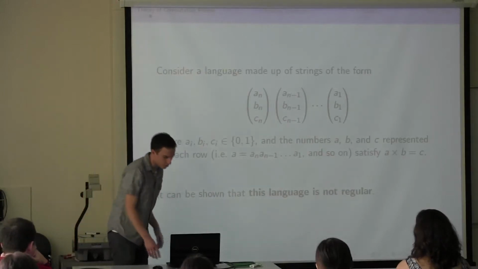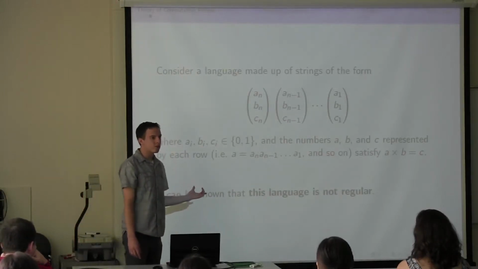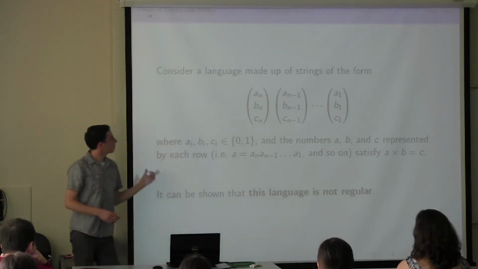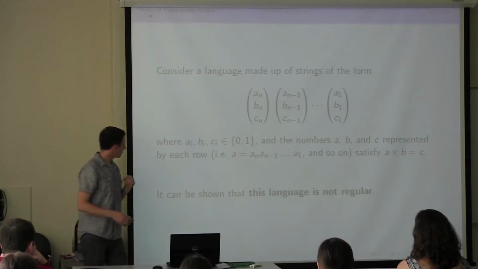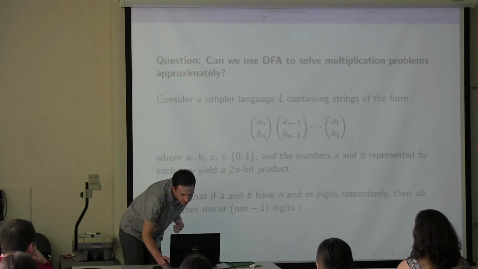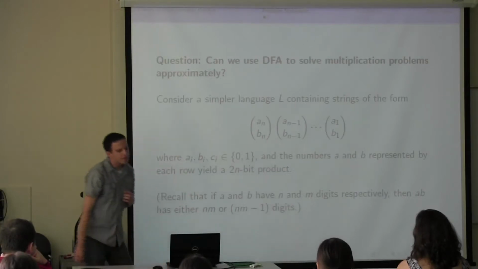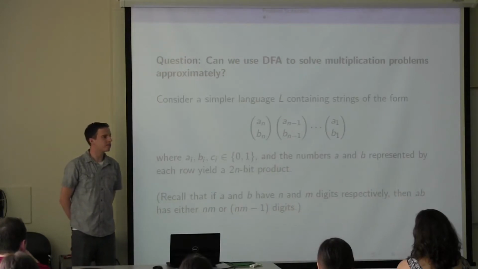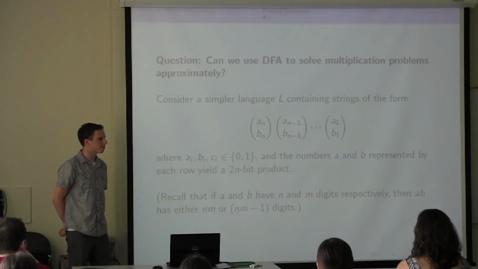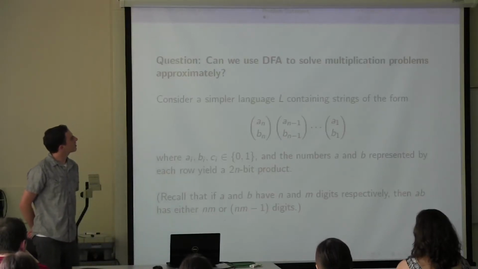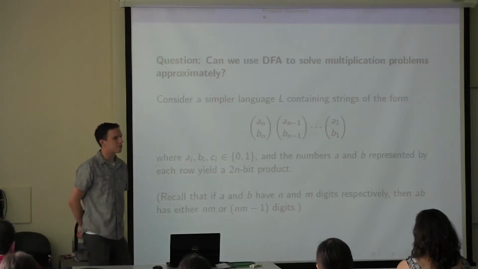And I won't subject you to a proof of that. But that means that there is no finite automaton that recognizes this language, which is kind of sad. So the motivation for this research question is that finite automata are a really simple computational model, and it'd be nice to be able to solve problems with them. But multiplication is one that we can't. So the question is, can we use deterministic finite automata to solve multiplication problems approximately, right?